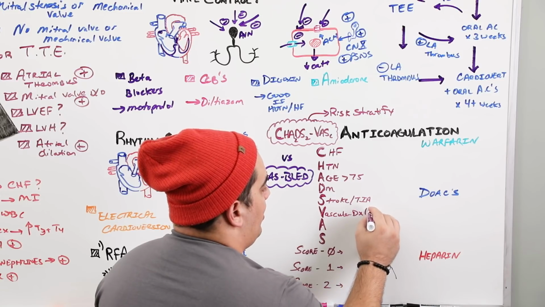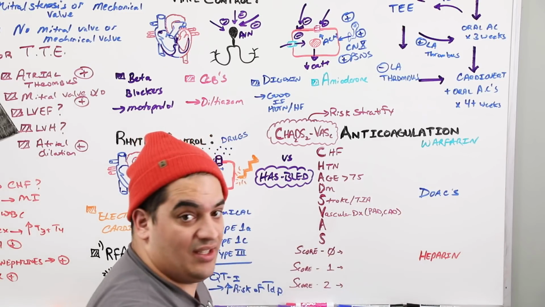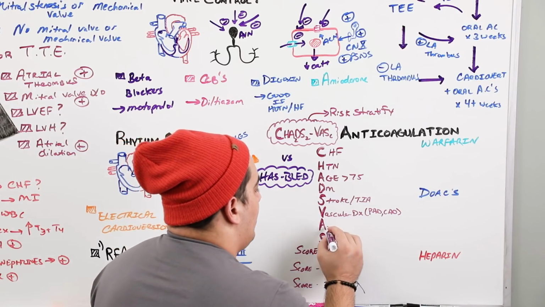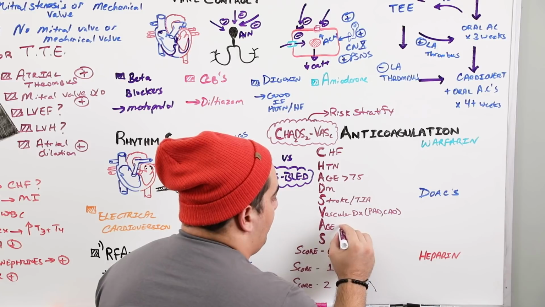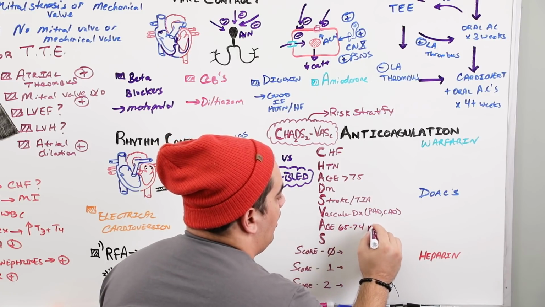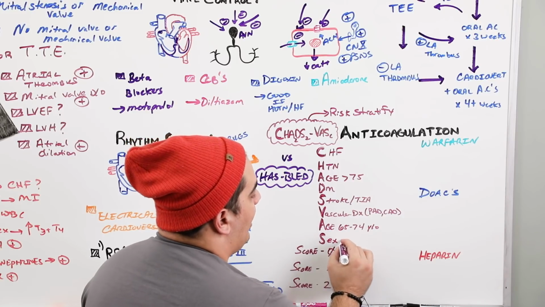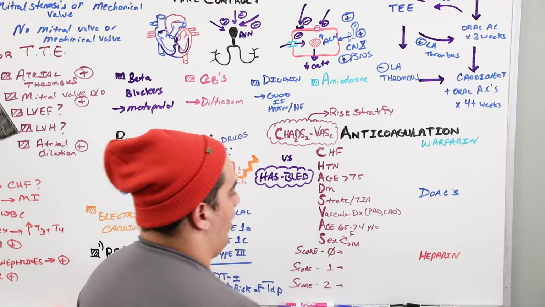What does this mean? Do they have peripheral artery disease? Do they have some type of coronary artery disease? Do they have a valvular heart disease? They have a vascular disease of some kind. The next one, you've got another age. This one is generally anywhere from 65 to 74 years of age. And then S is for sex, okay? And obviously this is female and male.